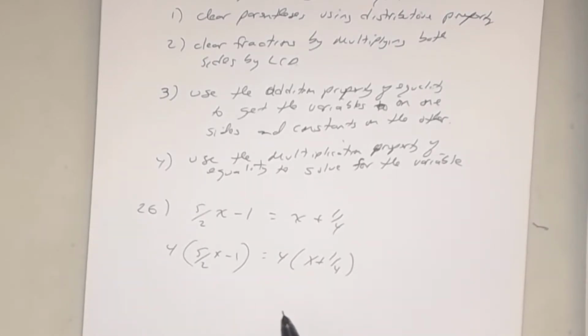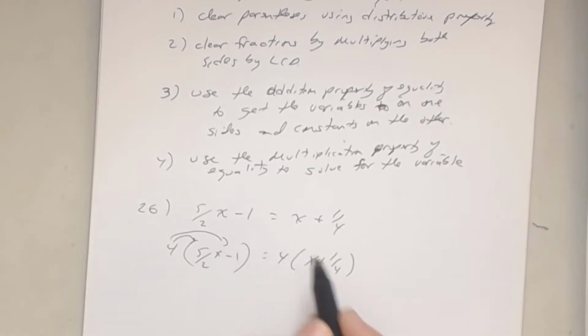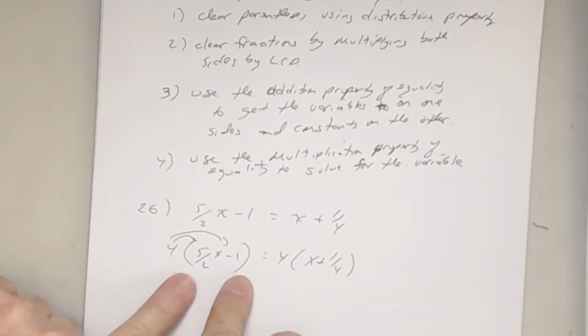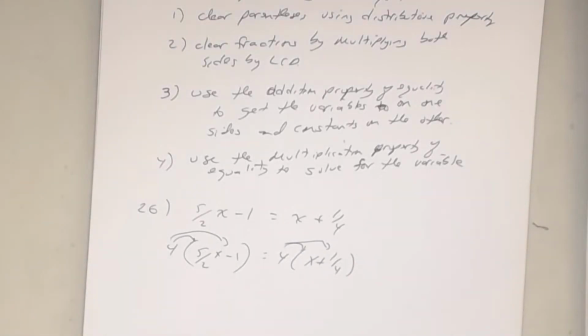And so since everything has to be multiplied by 4, that means I have to use what property? In order to use the distributive property, I have to have all of this in parentheses. All right, so that's the way it looks. Notice I'm doing step 2. I'm multiplying both sides by what? The LCD. But you have to remember to put parentheses there. You have to enclose both sides in parentheses because everything has to be multiplied by 4.